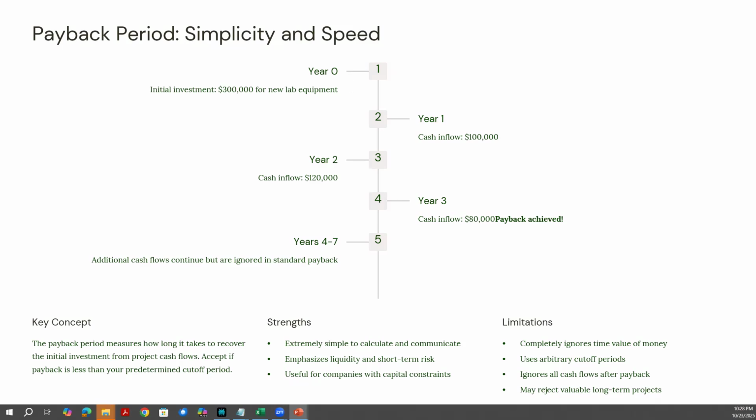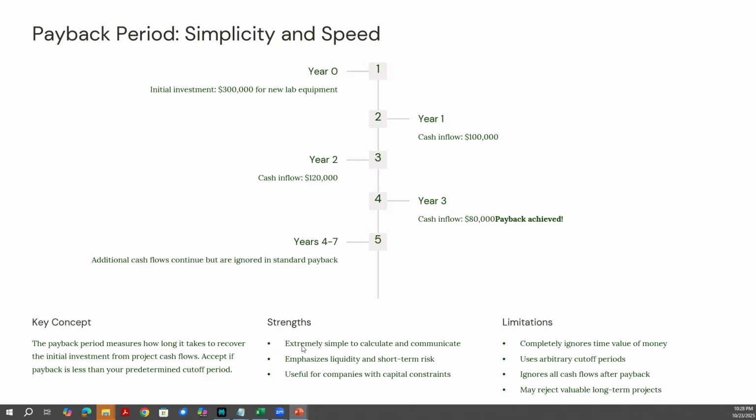The interesting thing to note is that even though this was a 7-year project and there are future cash flows that happen in year 4 through 7, from a payback period calculation standpoint, that doesn't matter. We are only interested in the time point where we recover our original investment. So it's all about how long it takes to recover the initial investment.